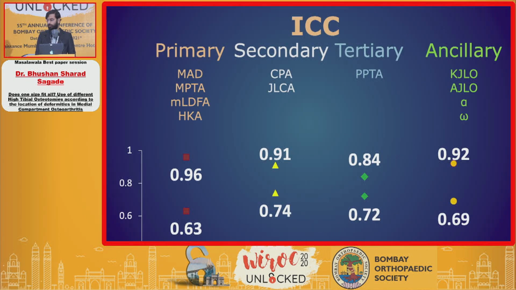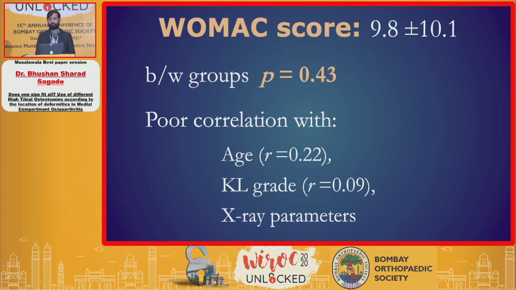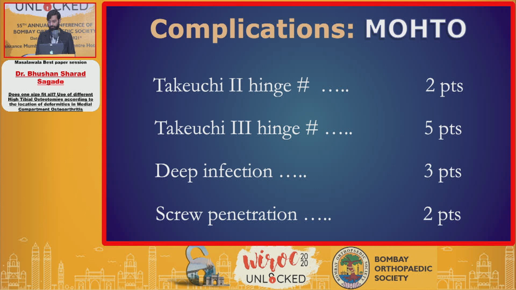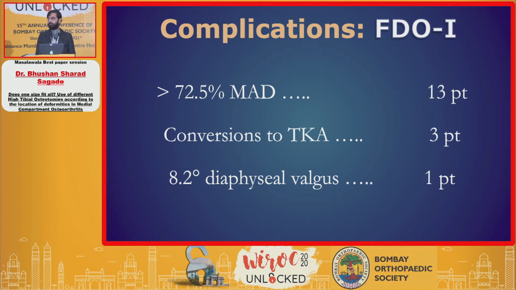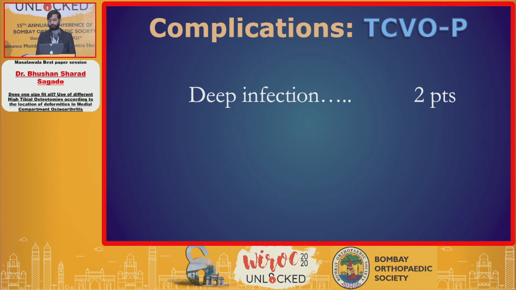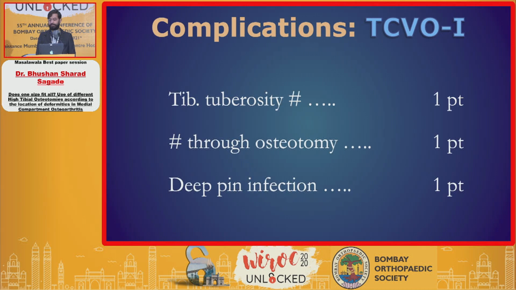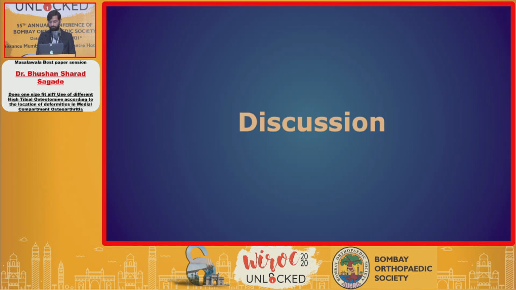There was a strong to almost perfect correlation, by interclass correlation coefficient, between the 4 sets of measurements. The mean WOMAC score was 9.8 with no significant difference between osteotomies. Complications of MOHTO consisted of Takeuchi type 2 and 3 hinge fractures in the larger corrections. FDO-I included overcorrection in 13 patients, which was performed to overcome dynamic varus. TCVOP had 2 deep infections after union, and TCVO-I had 2 cases with fractures.